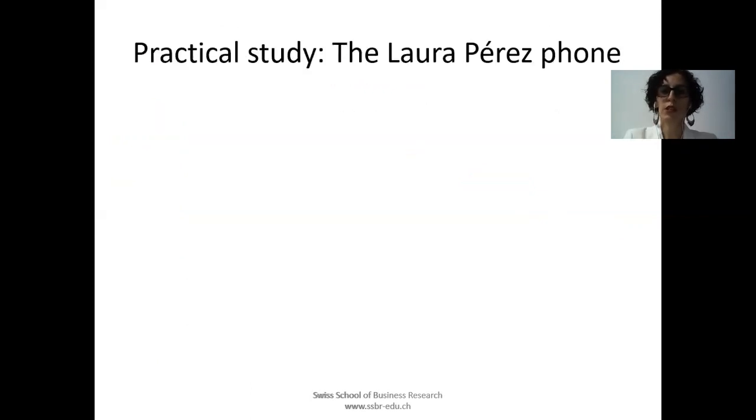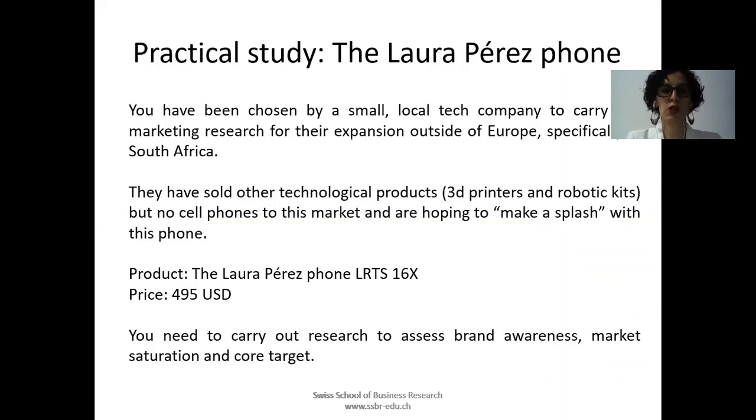So for this purpose, I've created a practical case study, which is the Laura Perez phone. I've now created a phone. I'm very technological. And you guys are the company that has to carry out the research. So we're going to be looking at this as we go through the class. I have decided that I want to expand outside of Europe with my new cell phone. Specifically, I want to go to South Africa because I like that country, and now I have an excuse to go also for work and go there frequently.